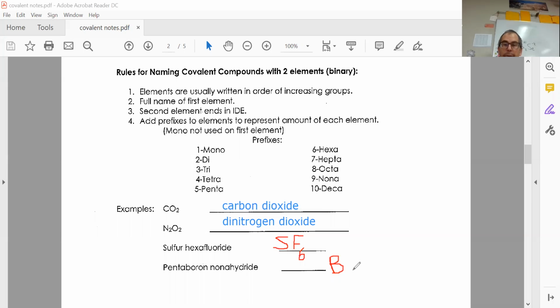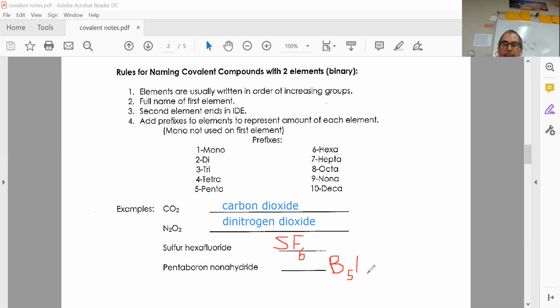And again, you have these rules in front of you. You can look at those. They're right here. They're also on the back of your common ion table. Or actually, I think there's a separate document with the naming rules in Schoology for you.